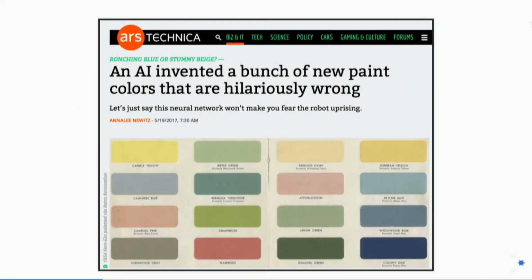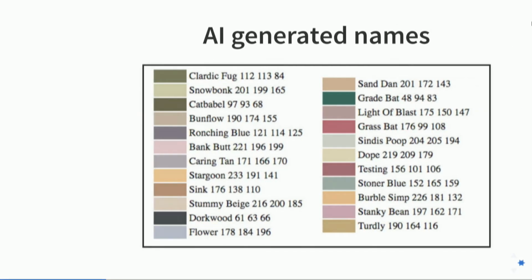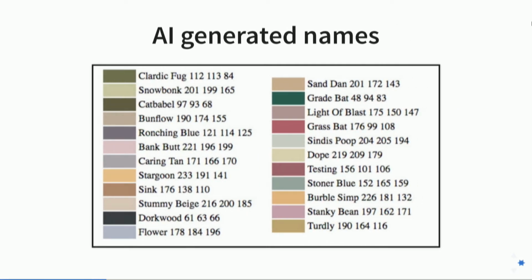And this year, this news came out, and it's really interesting. An artificial intelligence system invented a bunch of new paint colors. And they are like, whatever. These are really, really bad. Our X11 colors are not that bad. But really, there is not much difference between this one and the other ones.